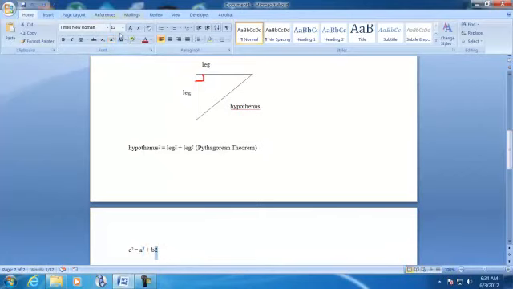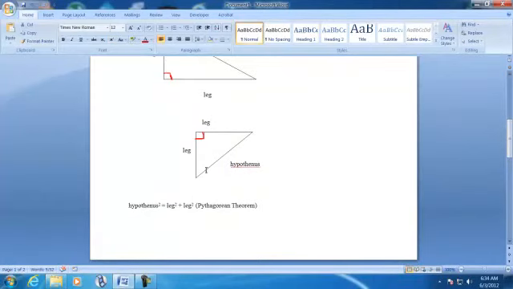Now, I don't usually teach students this formula. I just mentioned it. But in our next video, I will talk about it clearly. But this is the main Pythagorean theorem right here.